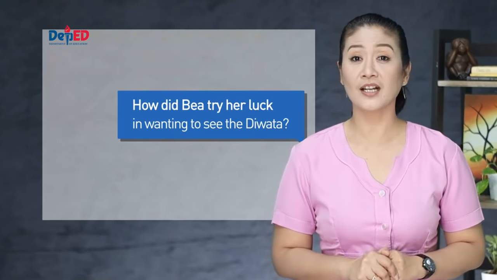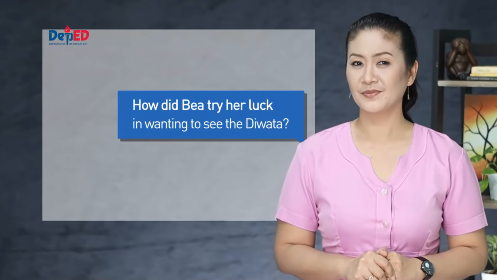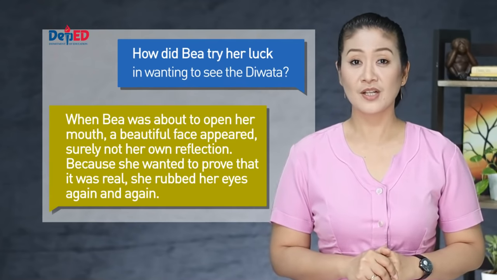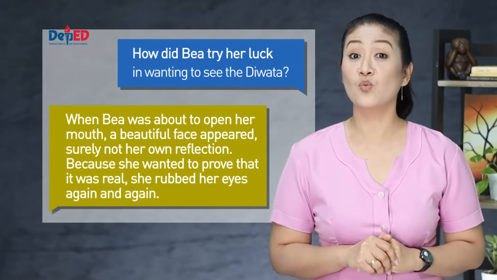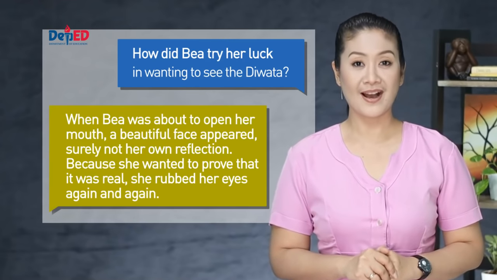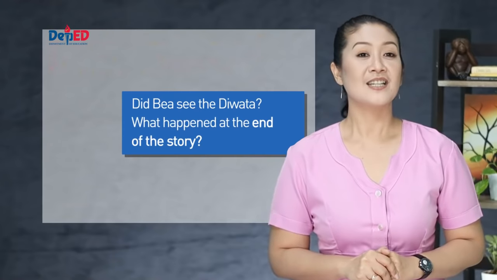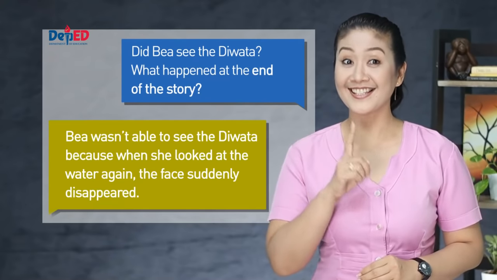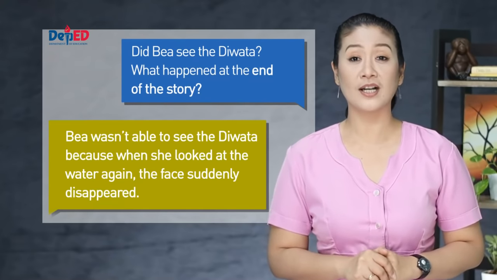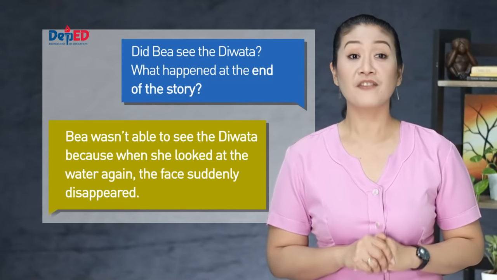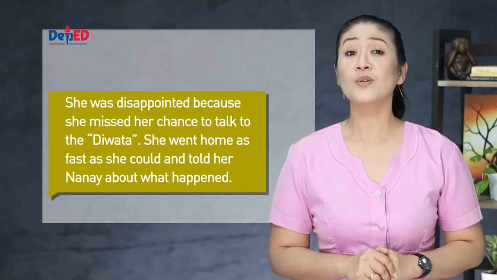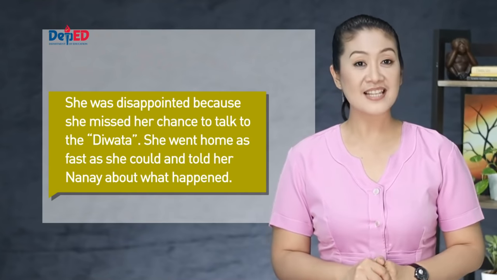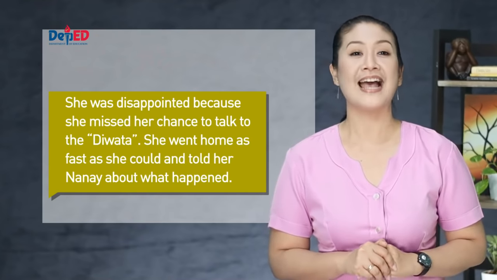How did Bea try her luck in wanting to see the diwata? Great! When Bea was about to open her mouth, a beautiful face appeared, surely not her own reflection. Because she wanted to prove that it was real, she rubbed her eyes again and again. Did Bea see the diwata? What happened at the end of the story? Excellent! Bea wasn't able to see the diwata because when she looked at the water again, the face suddenly disappeared. She was disappointed because she missed her chance to talk to the diwata. She went home as fast as she could and told her nanay about what happened.